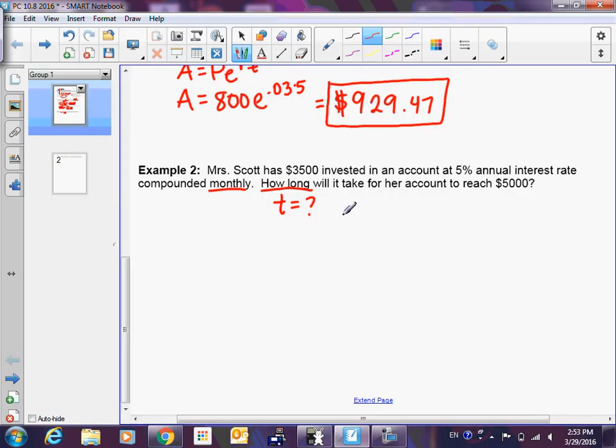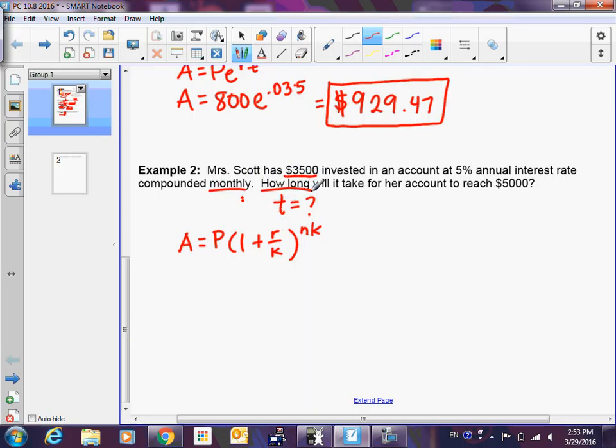Okay, so first of all, think, what formula are we going to use? Are we going to use the one with the E or the one with the K? The one with the K. When do we use the E formula? When it says compounded continuously. That's the only time. All right, now we got to figure out where all these things go.